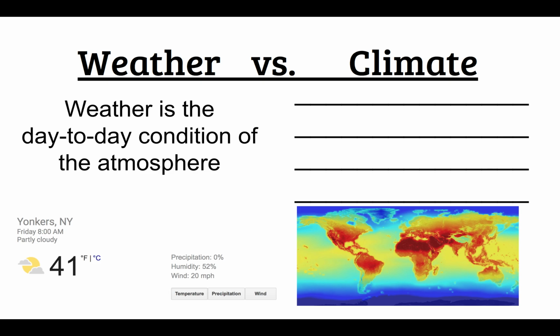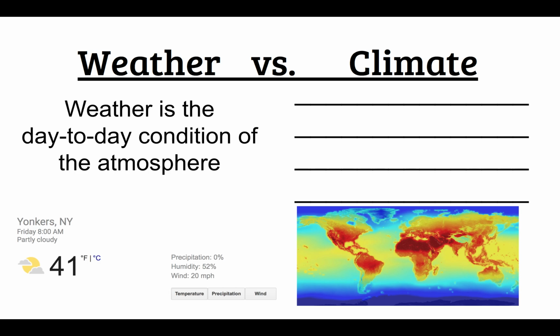Well, weather is the day-to-day conditions of the atmosphere. So if you open your phone and you look at the temperature for the day, or the precipitation, the wind, those are the day-to-day conditions of the atmosphere. So for example, today at 8 a.m., the temperature is 41 degrees Fahrenheit.